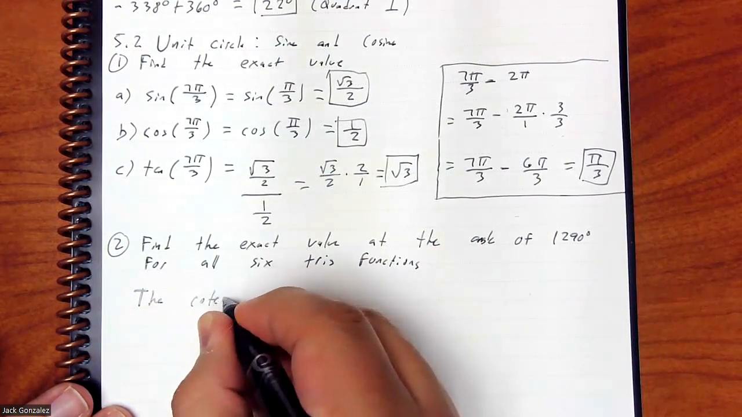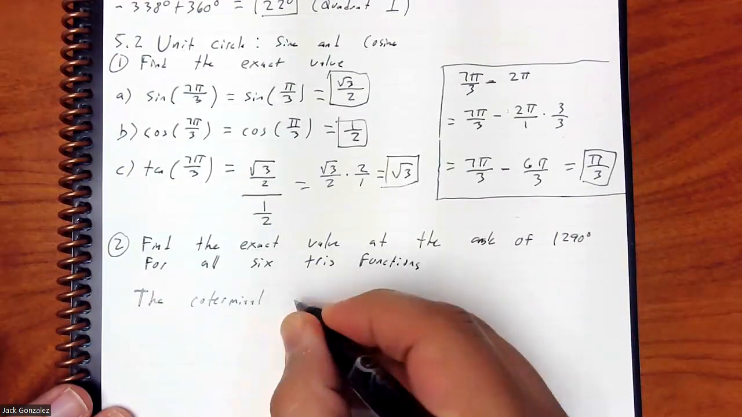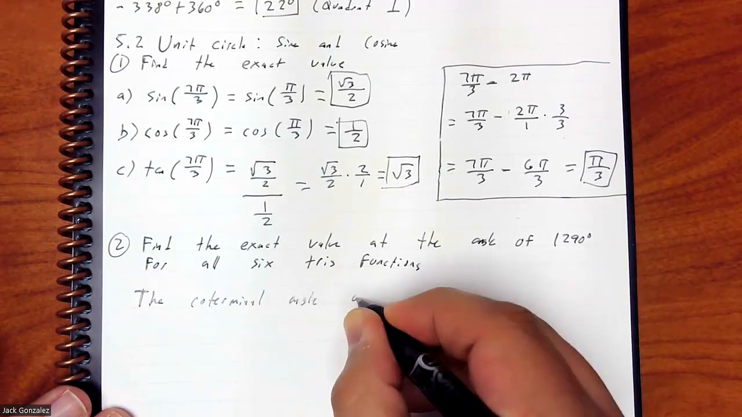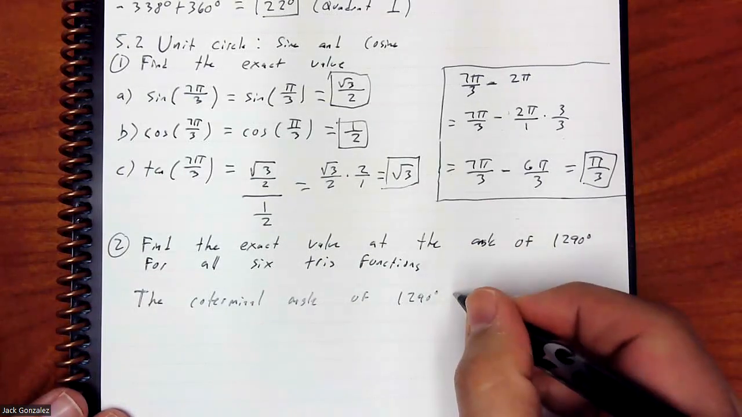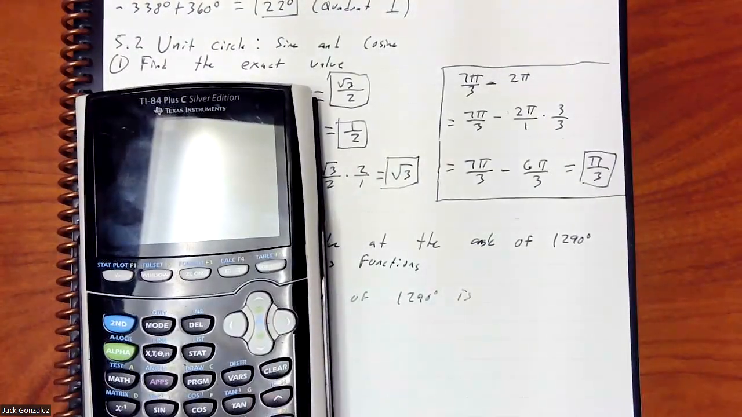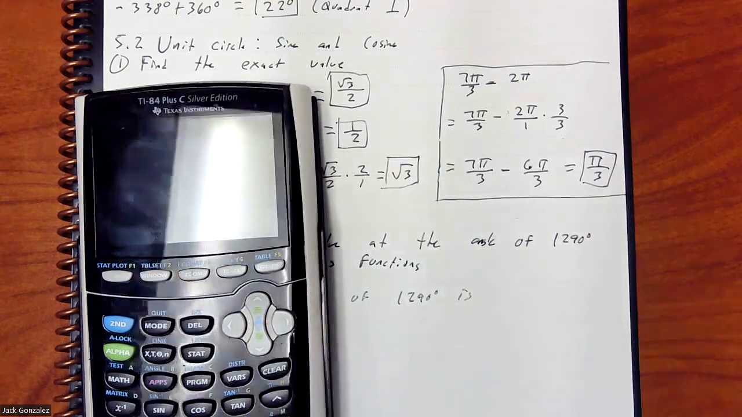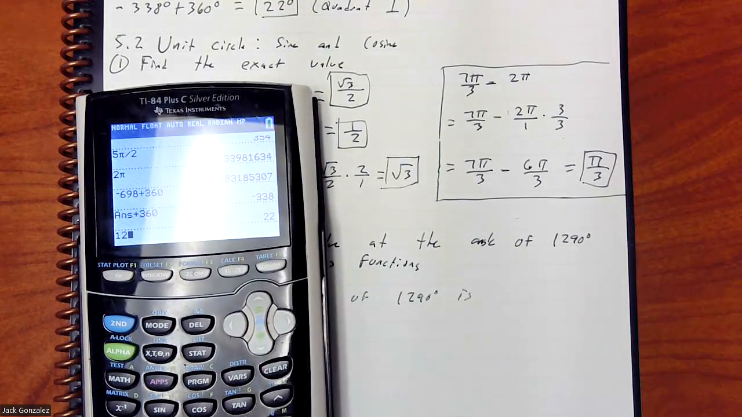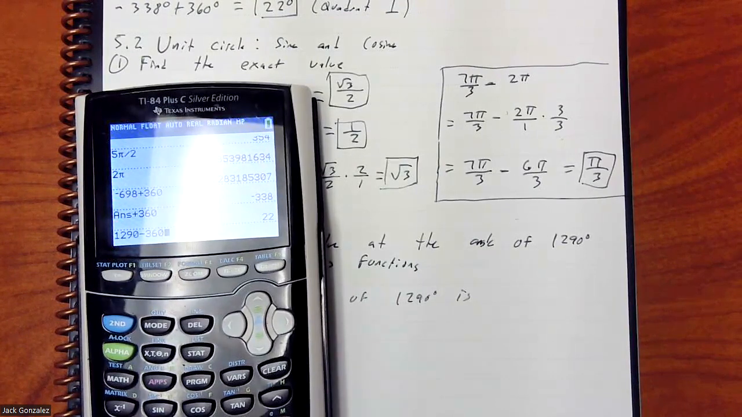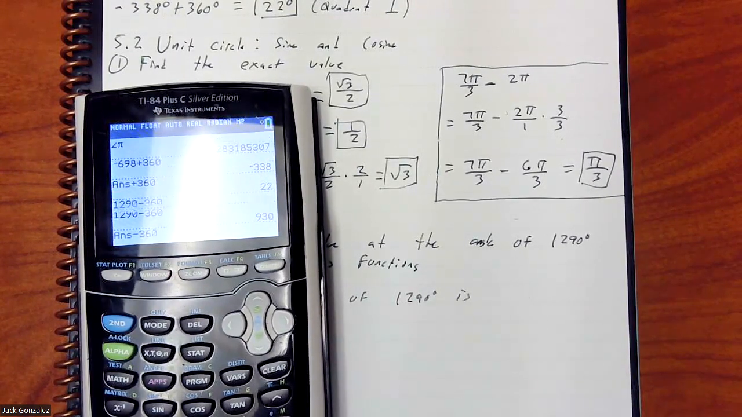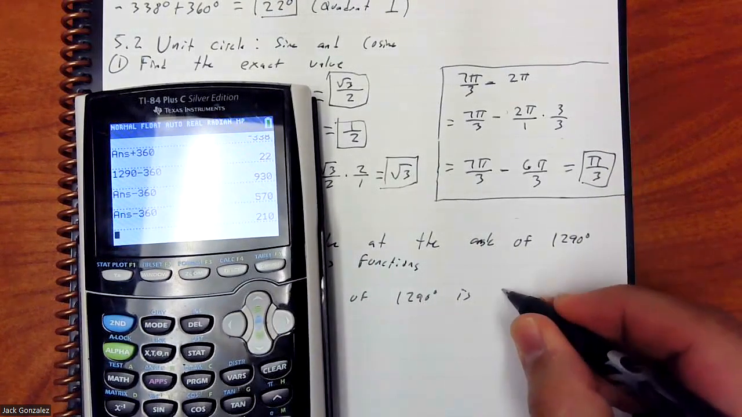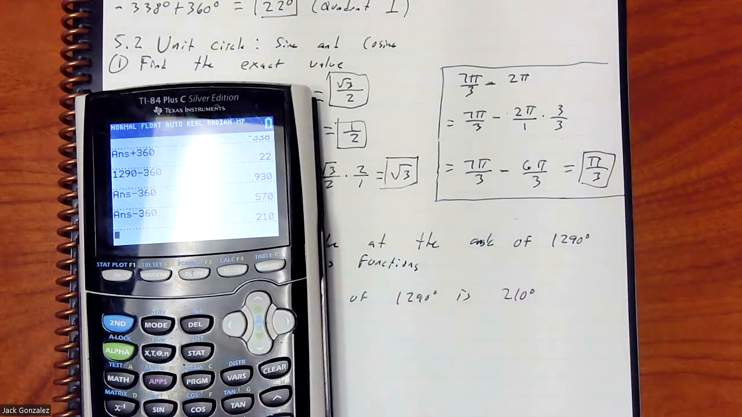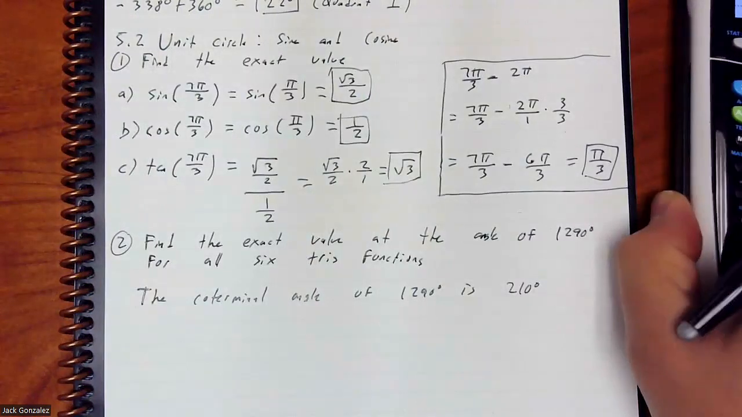The coterminal angle of 1290 is, right? I can't just say 1290 equals another angle, it's kind of weird. So minus 360 is 210 degrees, right?